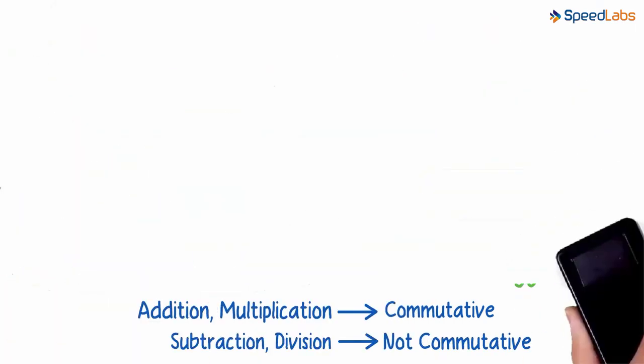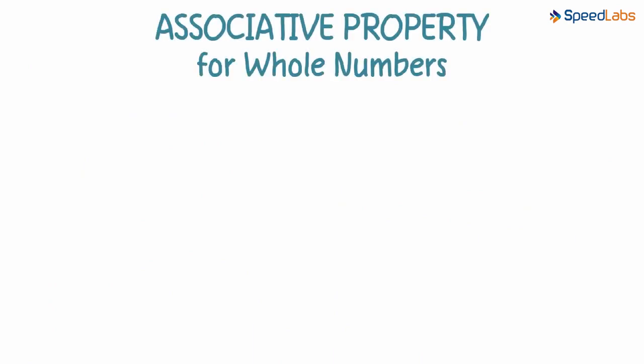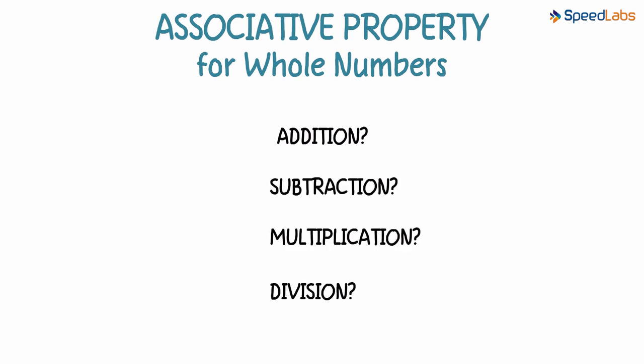Let's move on to the third property of whole numbers. This one is called the associative property of whole numbers. Here again, we will first check for addition, that is whether whole numbers under addition are associative or not, followed by subtraction, multiplication and division.